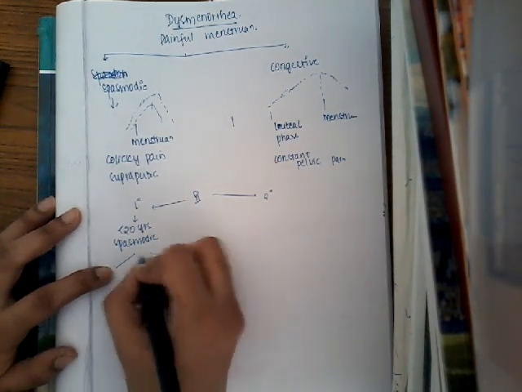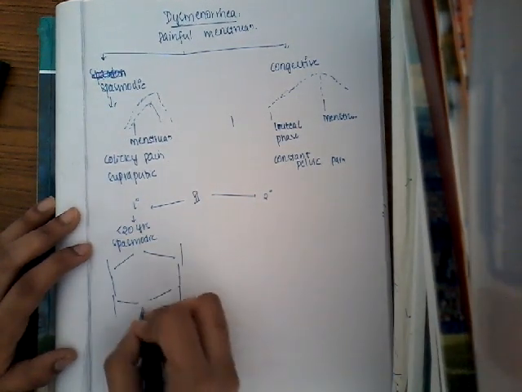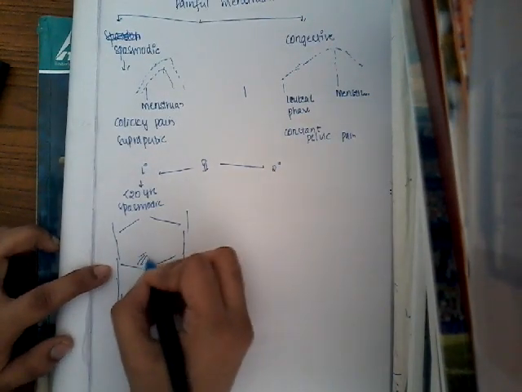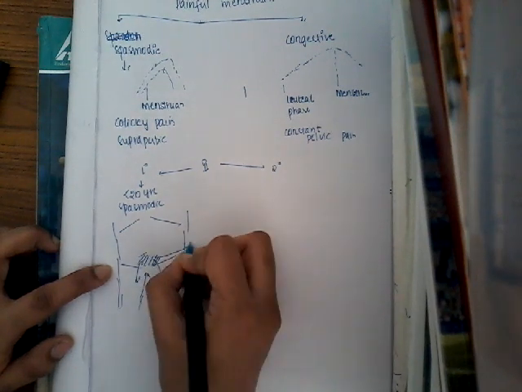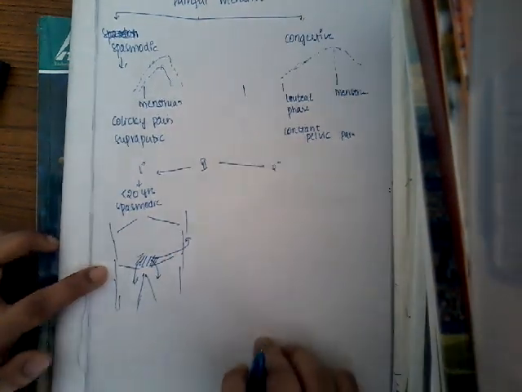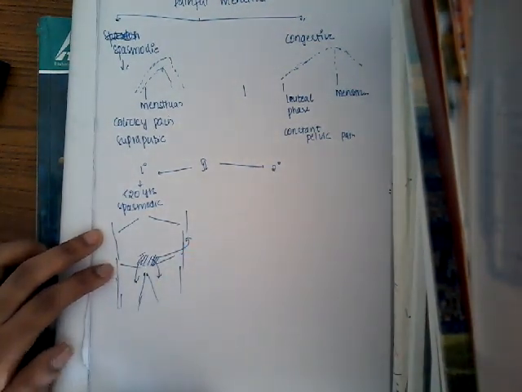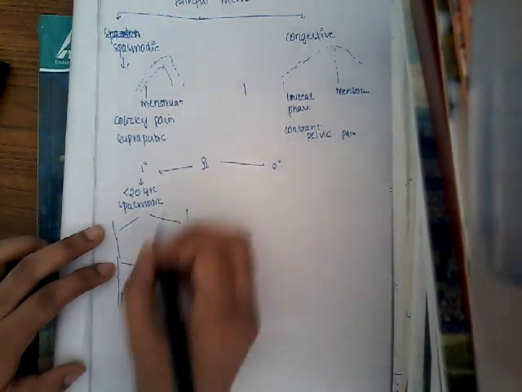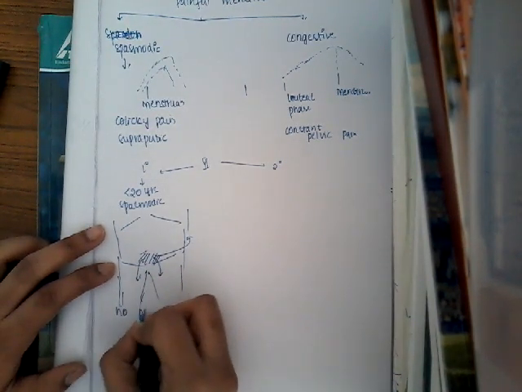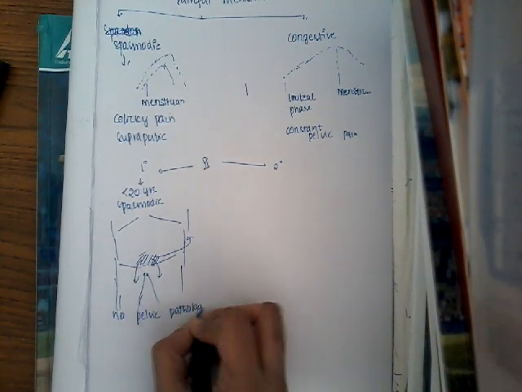If this is the abdomen, and these are the legs, the dysmenorrhea pain starts in the suprapubic region and radiates to the thighs and also to the back. It can also be associated with other symptoms. In primary dysmenorrhea, you don't see any pelvic pathology. There is no pelvic pathology.